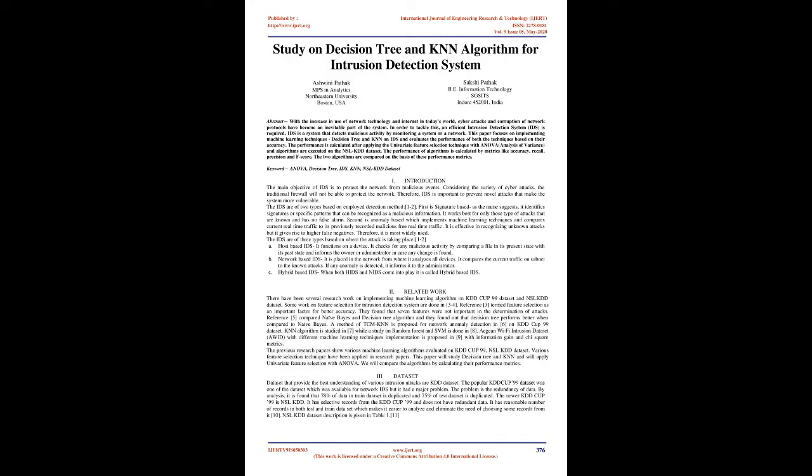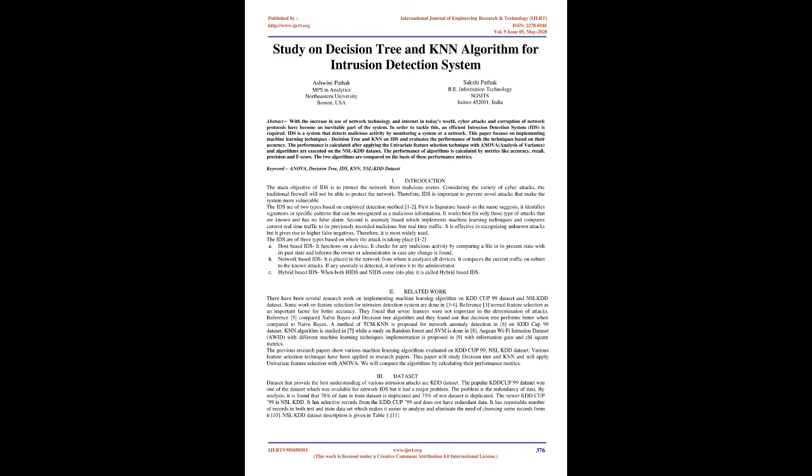Abstract. With the increase in use of network technology and the Internet in today's world, cyber attacks and corruption of network protocols have become an inevitable part of the system. In order to tackle this, an efficient intrusion detection system, IDS, is required. IDS is a system that detects malicious activity by monitoring a system or a network.